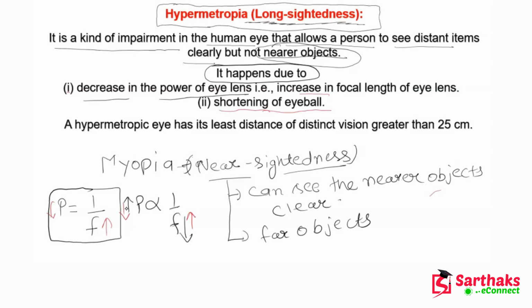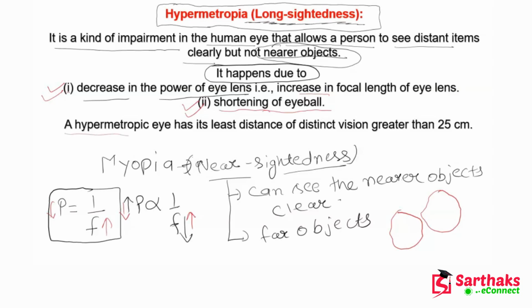Let's suppose this is the eyeball of a normal eye. A person having hypermetropia may have a small eyeball, smaller than this. In the next slide, I will explain how these two points are the causes of hypermetropia, so you do not need to be confused here. You just need to remember that there are two causes of hypermetropia. The first one is a decrease in the power of the eye lens, and the second one is shortening of the eyeball.